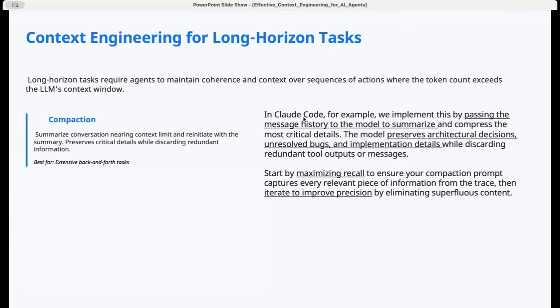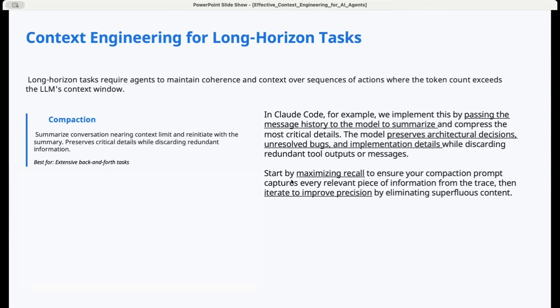In the Claude Code agent, they implement this by passing the message history to the model to summarize, right? So instead of passing the full message history to the agent, they pass the summarized message. This summary should preserve the architecture decisions, unresolved bugs, and implementation details, and discard the redundant tool outputs. This way you still keep track of what the coding agent is going to do next, and it can make decisions about the next steps without getting lost in the tool output.